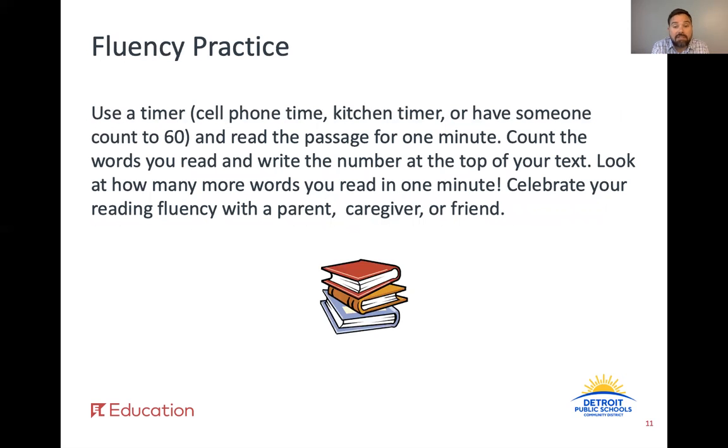I also want you to practice your fluency by reading the article from today for 1 minute. You can use a timer or have someone count to 60. After 1 minute, count the words you read and write the number at the top of your text. Compare this to Monday and how many words you read in 60 seconds. Celebrate your hard work and success.